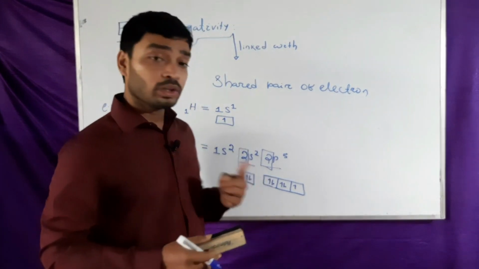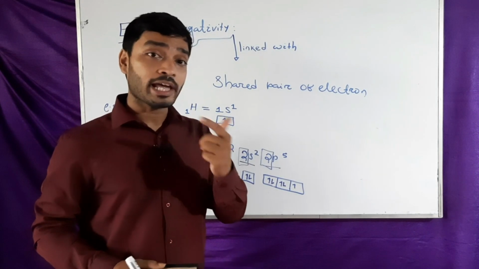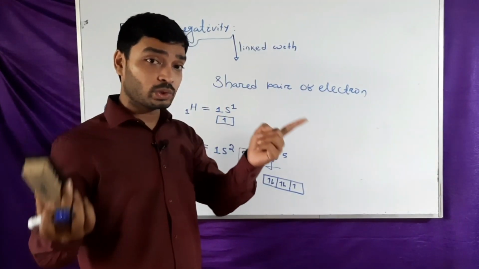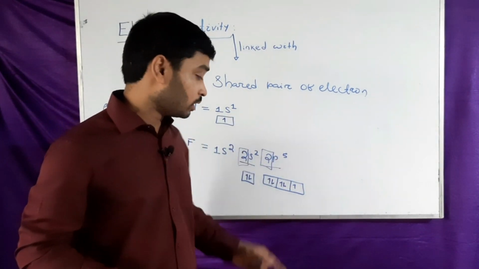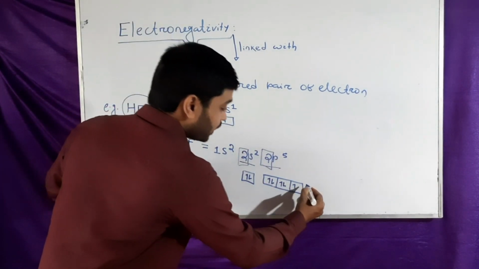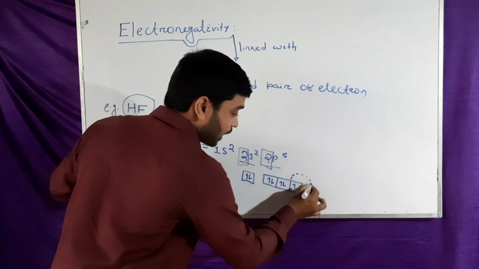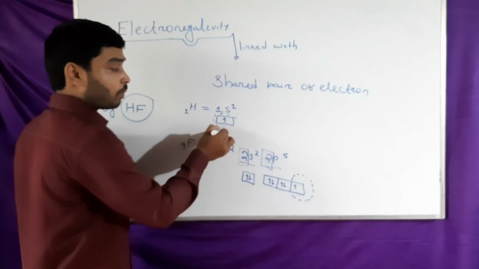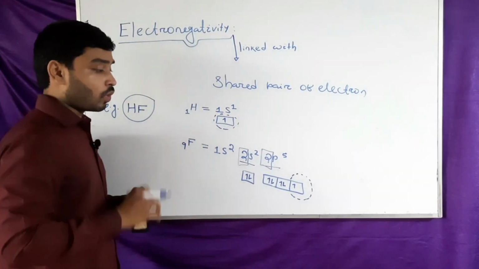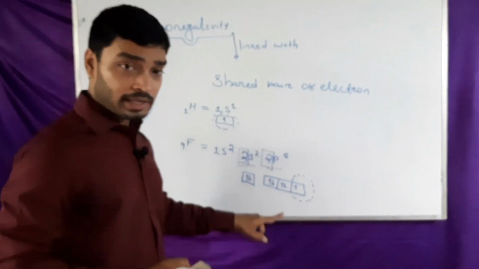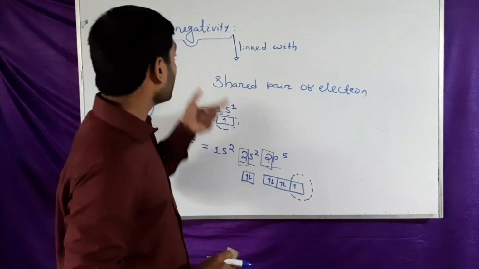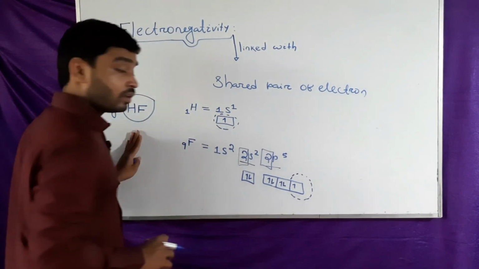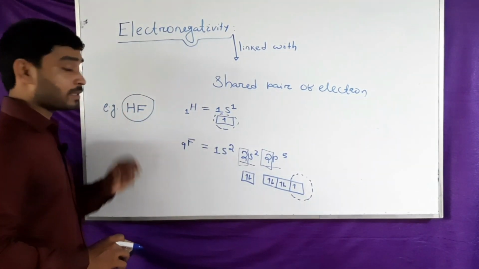So I am not going for the name. Now we only need the unpaired electron, which will help us to understand the shared pair of electrons. Unshared pair electrons always develop a shared pair of electrons. This is the unpaired electron for the fluorine atom, and this is the unpaired electron for the hydrogen atom. So with the help of these unpaired electrons, we will understand how electronegativity occurs in HF or in different compounds.